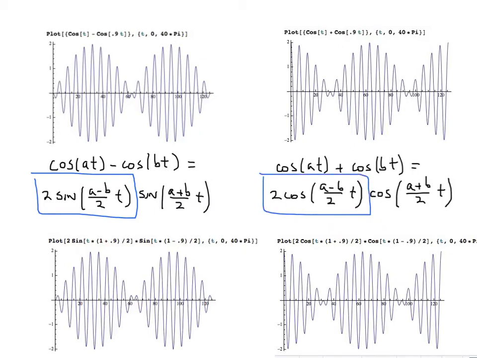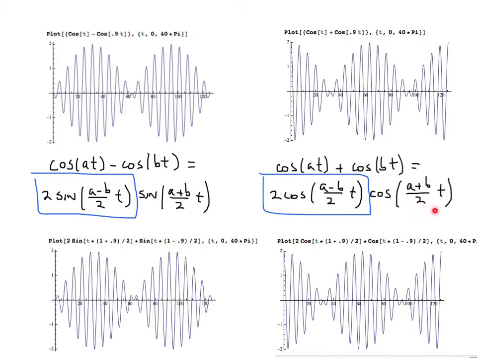Clearly, a minus b divided by 2 is smaller than a plus b divided by 2. So of the two graphs, this graph has a smaller frequency, therefore a larger period. This is the graph that will be referred to as our beating amplitude, and it is this expression that we'll use to compute its frequency. So in both cases, if I were to graph this by itself, I would see that this has a much larger period than this graph.